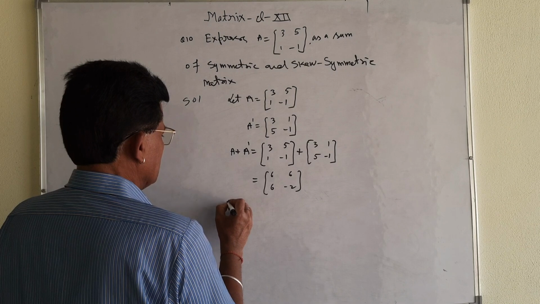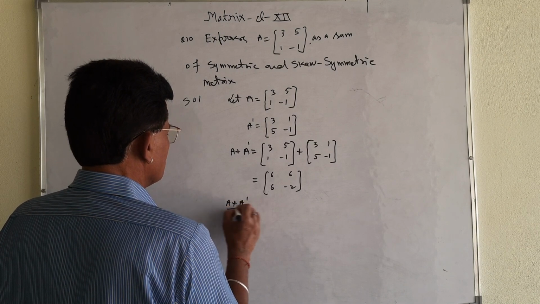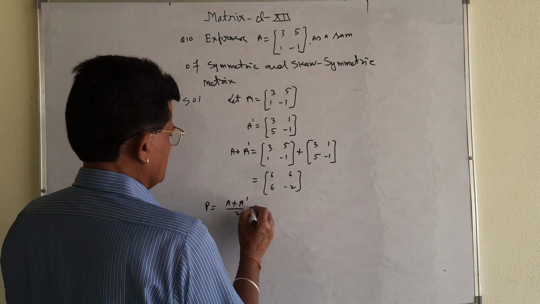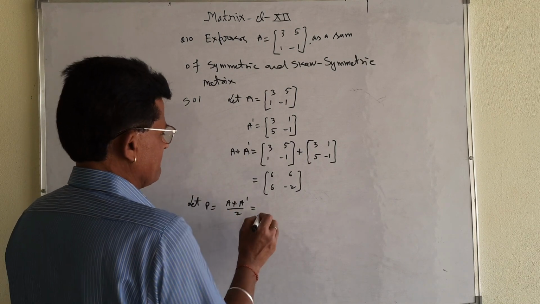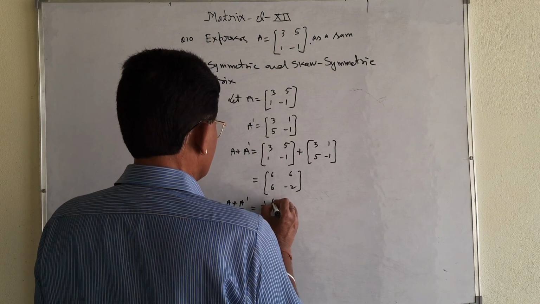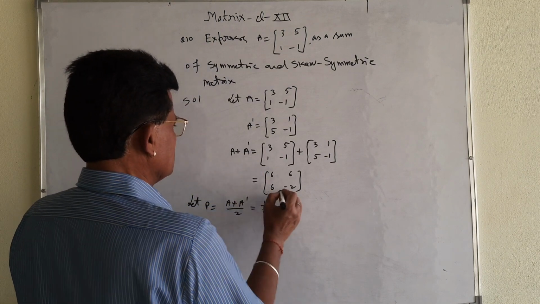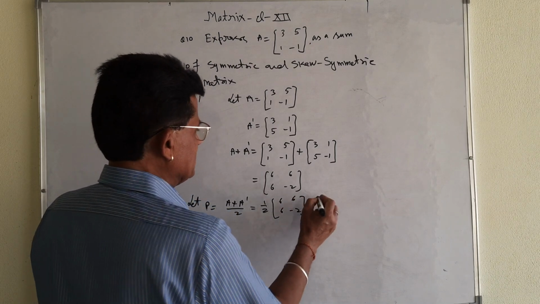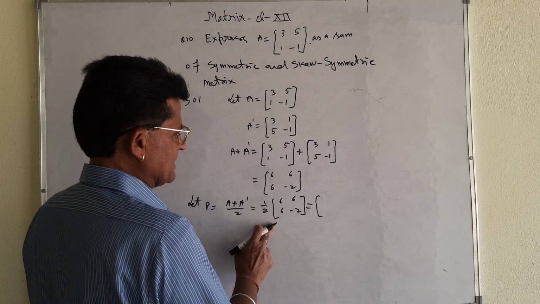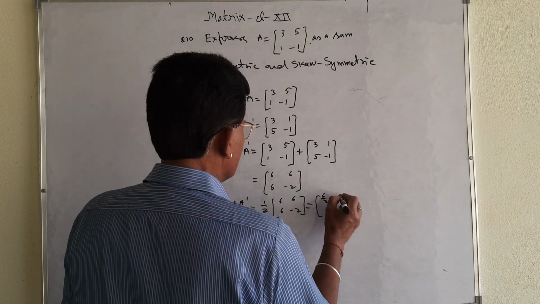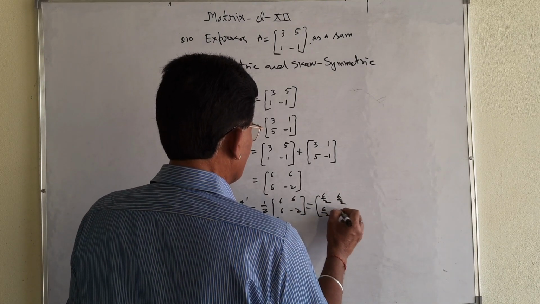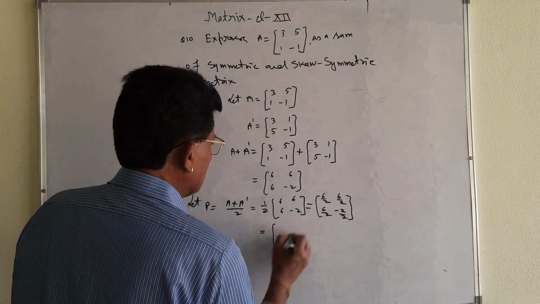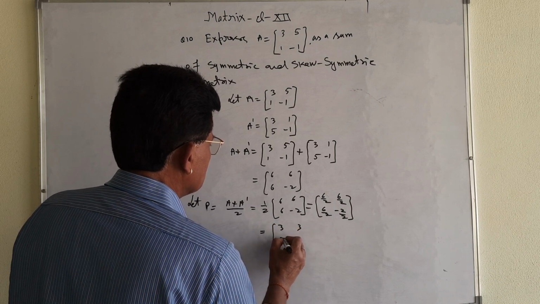Now you will get A plus A transpose, because we want to prove it. Let me take it as P. I have assumed it is P, so that it will be easy for me. P is 1 by 2 times (A plus A transpose), that is this matrix 6, 6, 6, -2. You will have to divide each and every element by 2: 6 upon 2, 6 upon 2, 6 by 2, -2 by 2. This matrix will be equal to, you see my dear student, 3, 3, 3, -1.